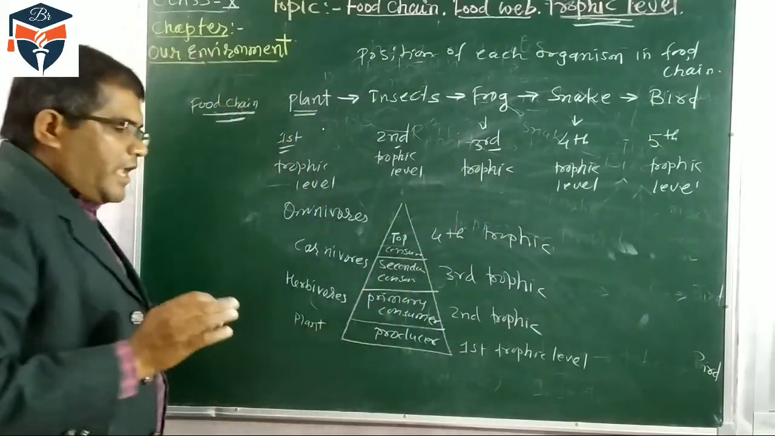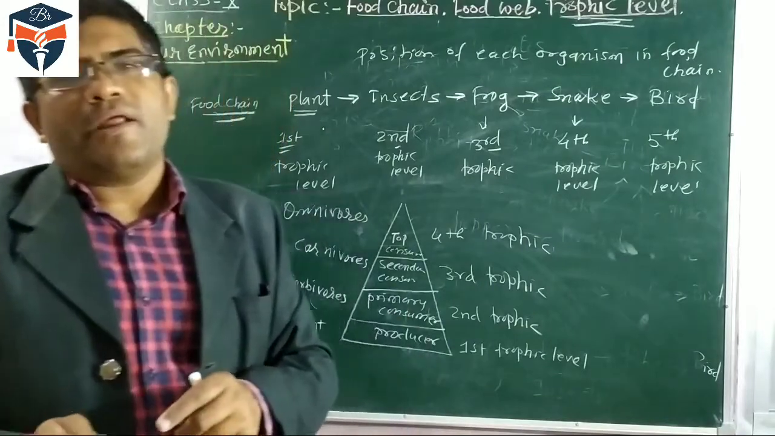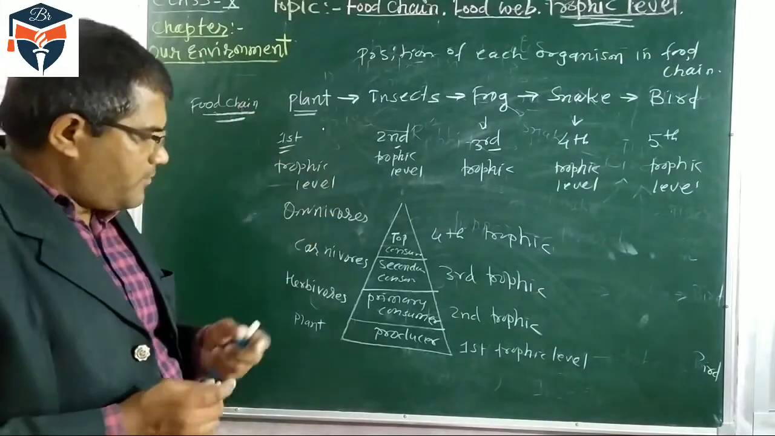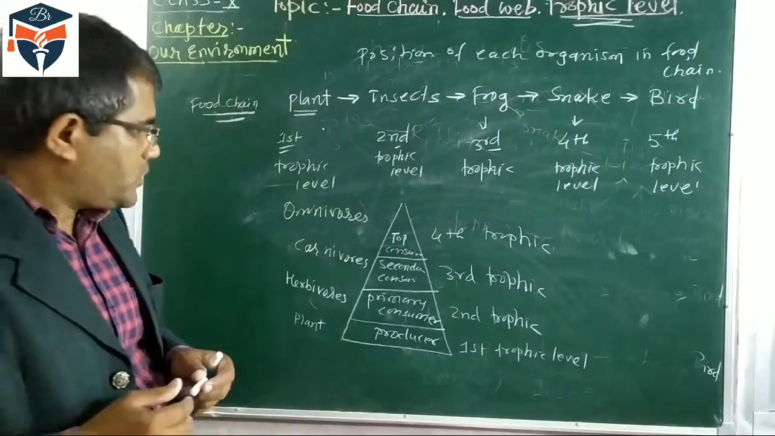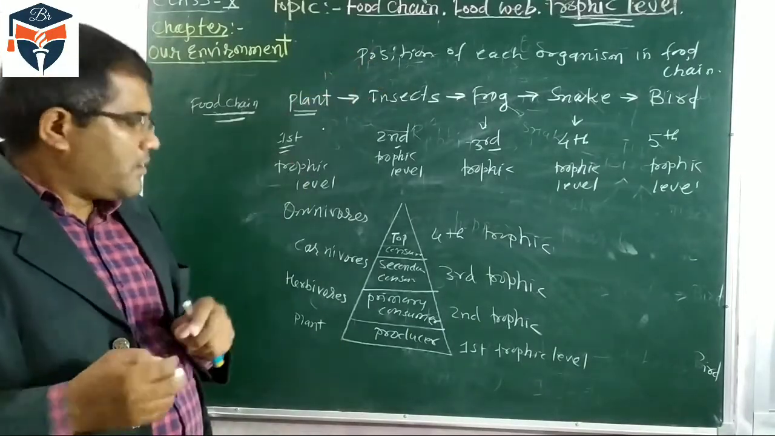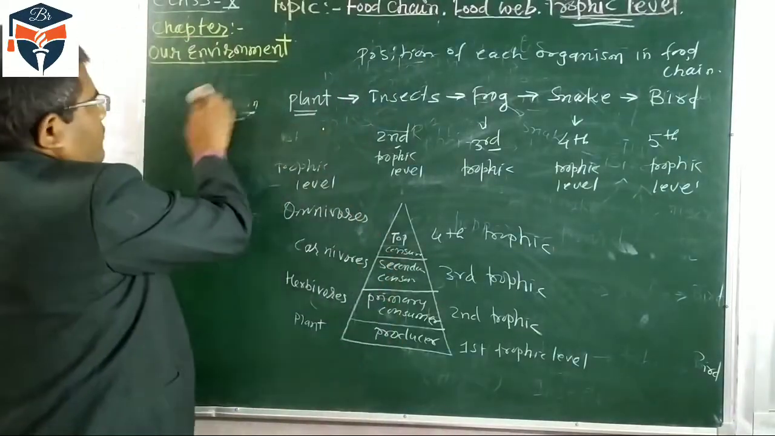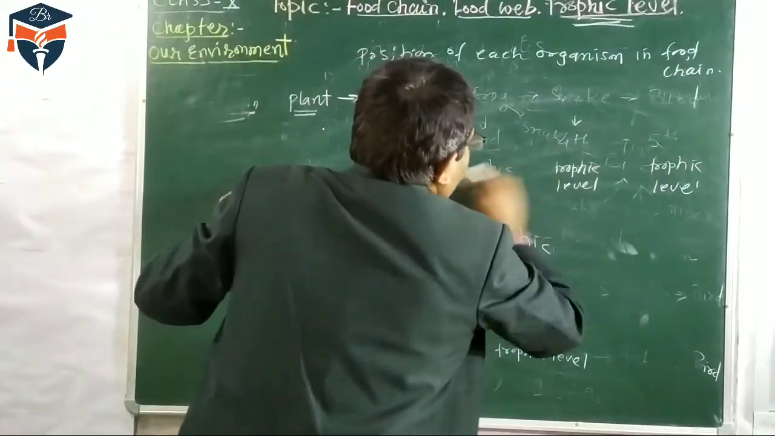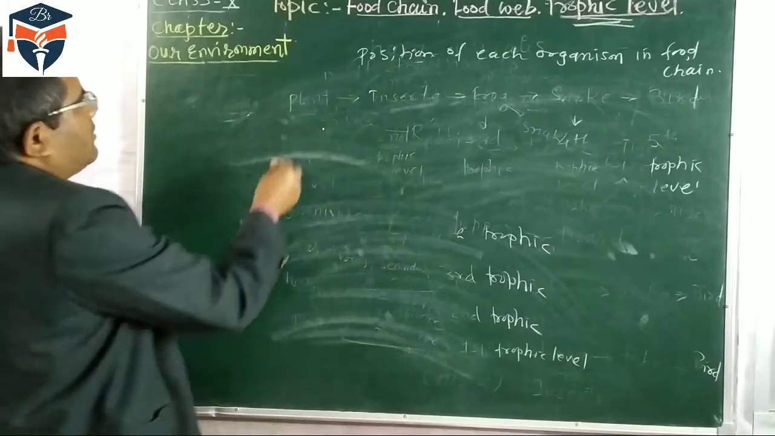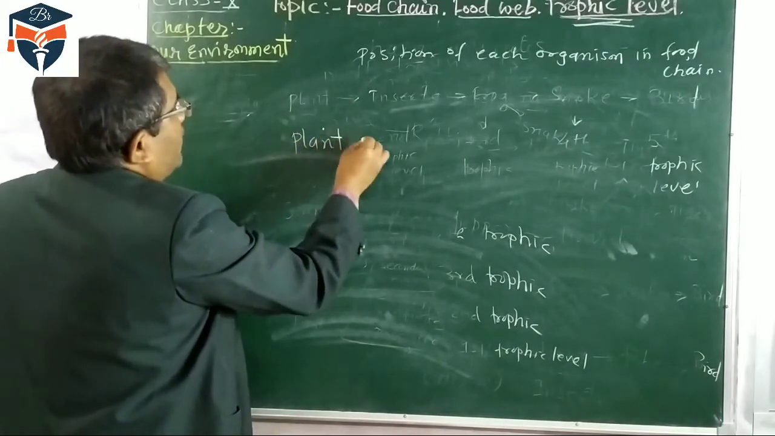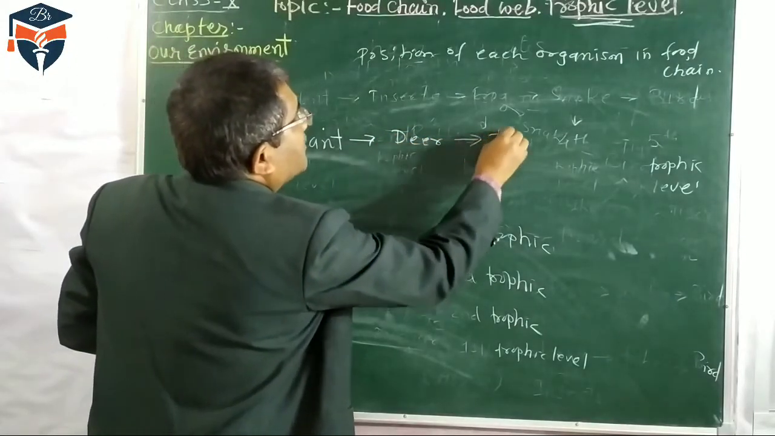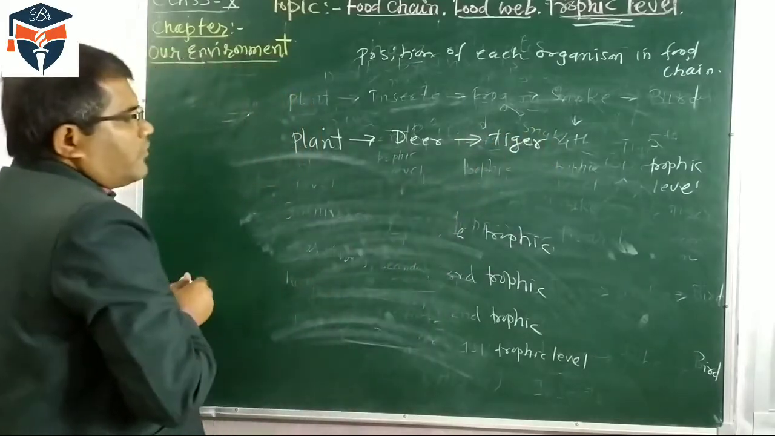So in any food chain, the position of an organism will be different. So one organism represents a different position in a different food chain. So the place of an organism in a food chain is called the trophic level. One example also we can take of the position of an organism in a food chain and its trophic level. Look at here, I am having one forest food chain. In the forest food chain: plant, then deer, and then the tiger.